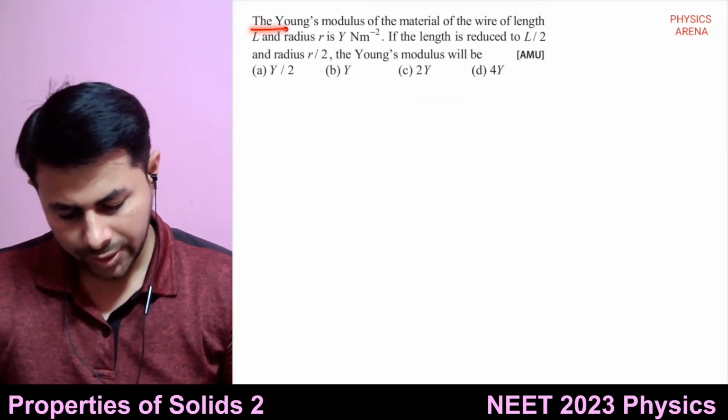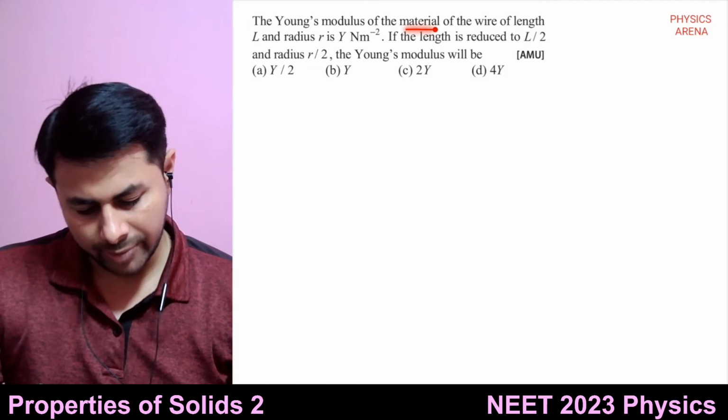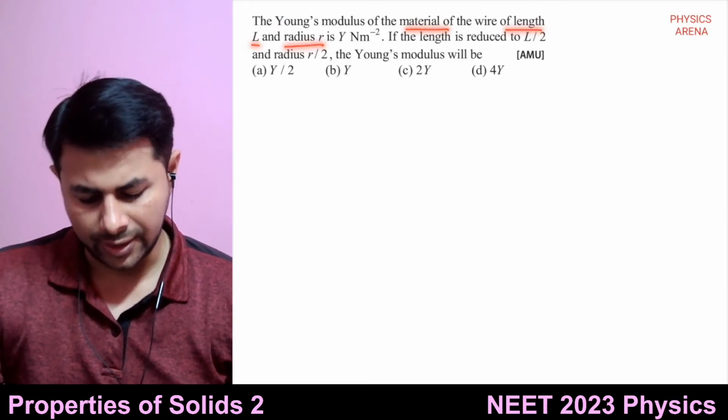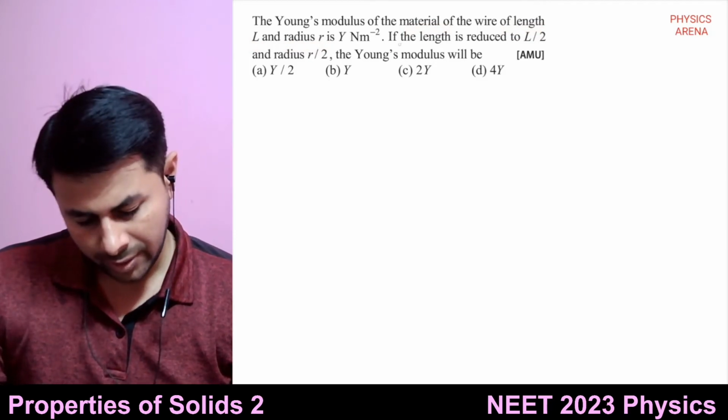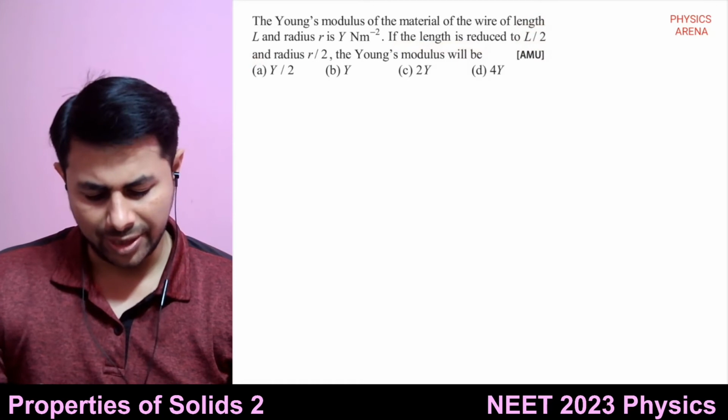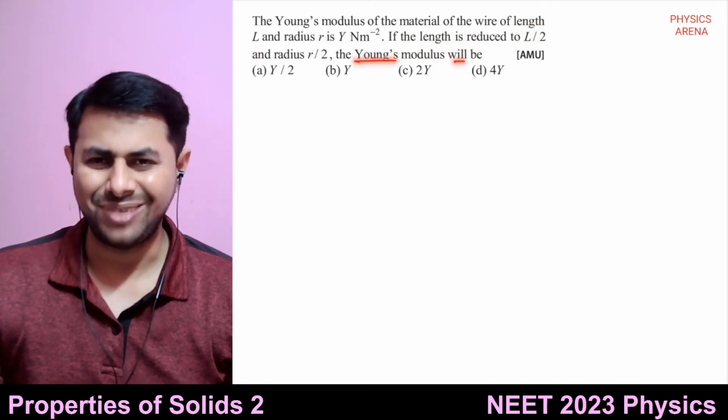Option D. The Young's modulus of the material of a wire of length L and radius R is Y. If the length is reduced to L by 2 and radius to R by 2, the Young's modulus will be. Tell me the answer.